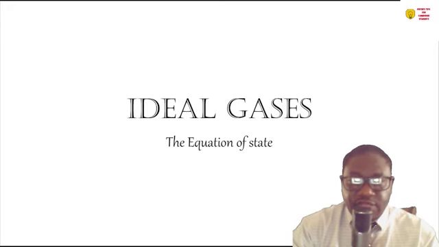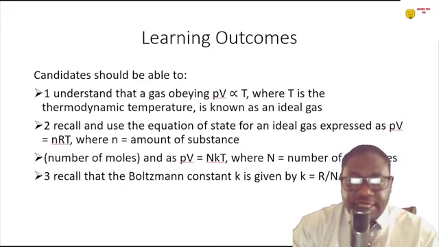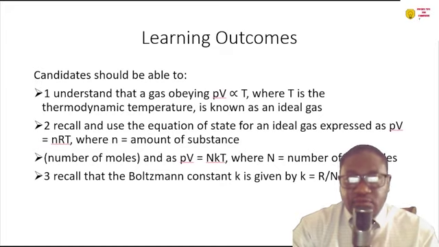Now, the learning outcomes for this part: understand that a gas obeying PV is proportional to T, where T is the thermodynamic temperature, is known as an ideal gas. Recall and use the equation of state for an ideal gas expressed by PV is equal to nRT, where n is the amount of substance, and also use PV is equal to NkT, where N is the number of molecules. Finally, you must recall that the Boltzmann constant k is given by R over the Avogadro constant.